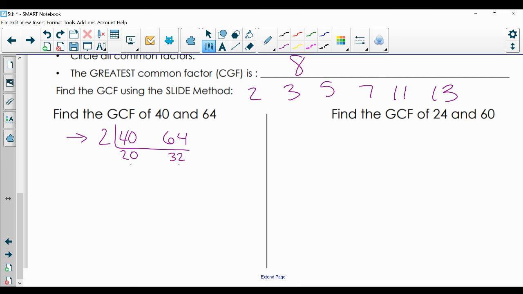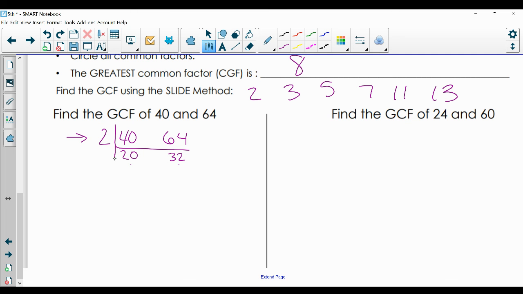16 and 10. 4. It's got to be the same number for both of them. Wait, no. All right, if you try 5, 5 will go into 20, right? Will 5 go into 32? No, it doesn't have a 0 or 5. 5 won't work. 4. I heard somebody say 4.